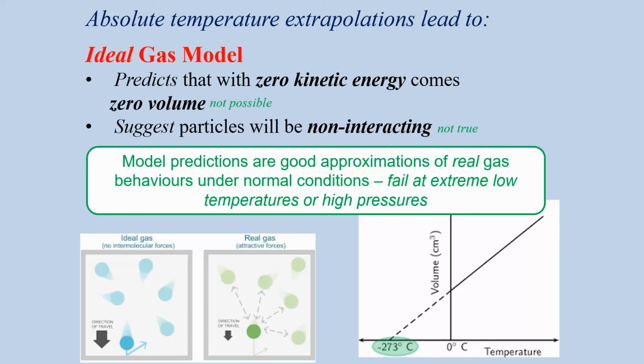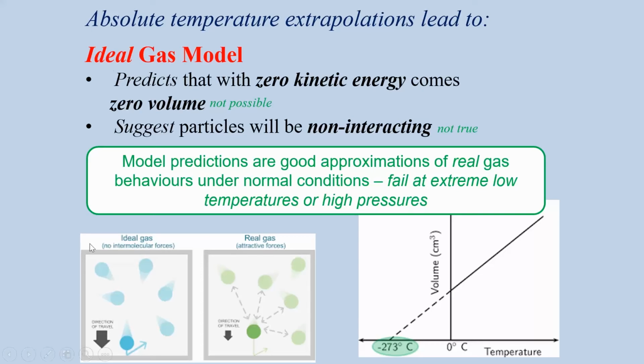But the ideal gas model predicts that with zero kinetic energy comes zero volume, which doesn't make sense, and it suggests that the particles will be non-interacting, which isn't true. The model's predictions are a good approximation of real gas behavior, but it fails at extremely low temperatures or very high pressures. It works really well in the middle ground that we normally live in.